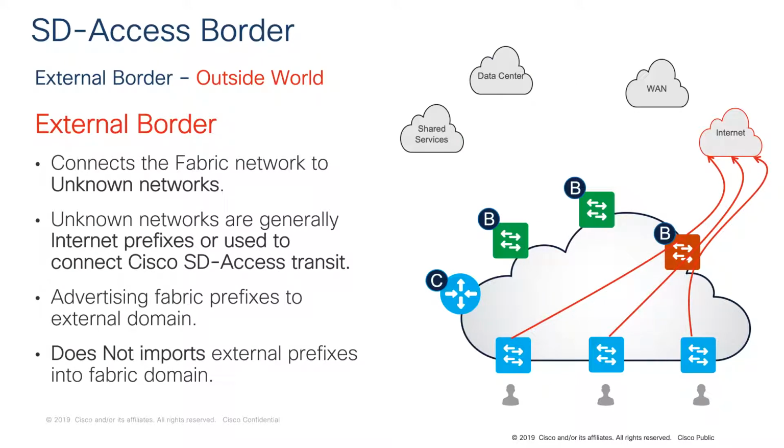External border is a gateway of last resort for unknown destinations. External border is used when we are connecting the fabric to unknown prefixes like the internet or a public cloud. External border dynamically exports the fabric prefixes to the outside world so that users in the fabric can reach the internet. We do not import external domain routes from the outside world.